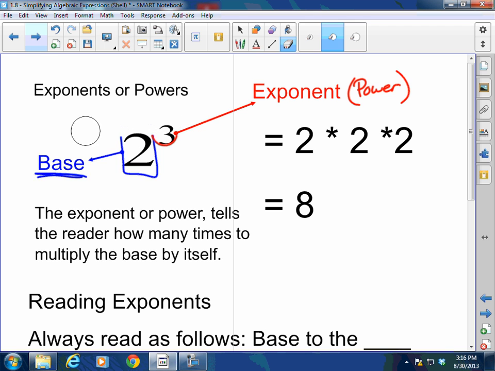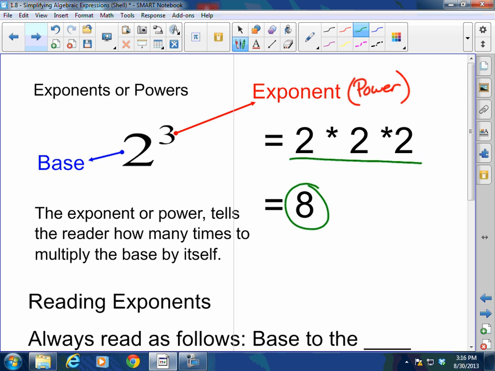So when I have 2 to the third power here, that means it's 2 times 2 times 2, which is 8. They want you to multiply 2 times itself 3 times.